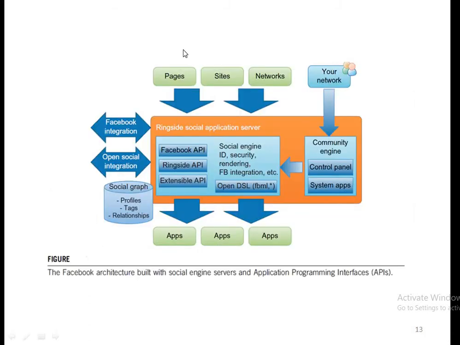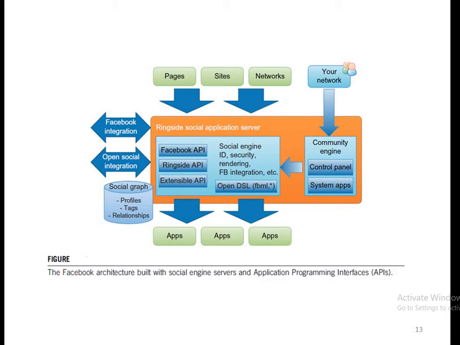And now the last but the most important slide I'm showing is the Facebook architecture. Once this was asked in a university question paper, so we have to see this carefully. This is the Facebook architecture built with social engine. So here you have a social engine inside, built with social engine servers and application programming interfaces. So there are APIs, like the Facebook API, Ringside API, and extensible APIs. Let's go through this Facebook architecture now in somewhat greater detail.